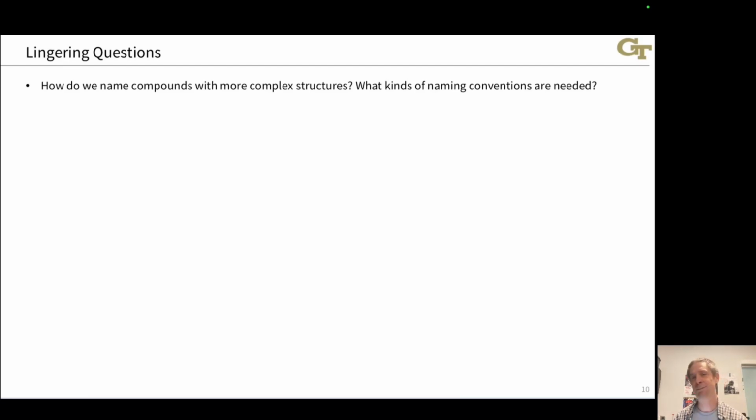There are more complex naming conventions associated with those types of compounds that you'll start to explore in organic chemistry if you study that subject.